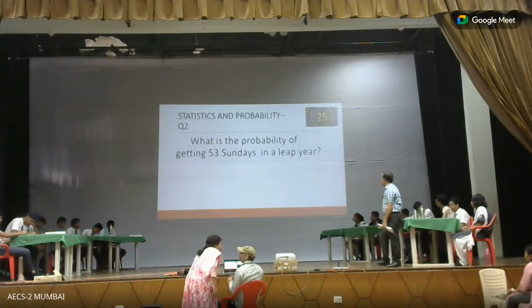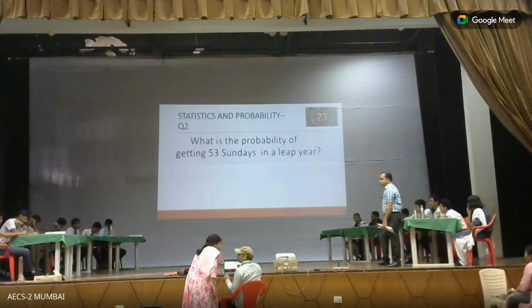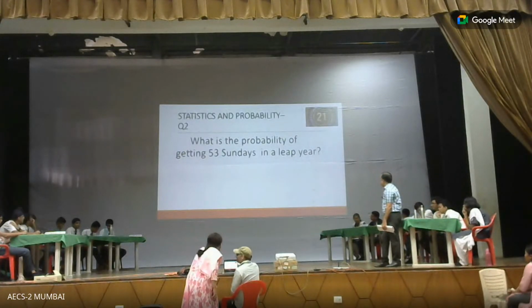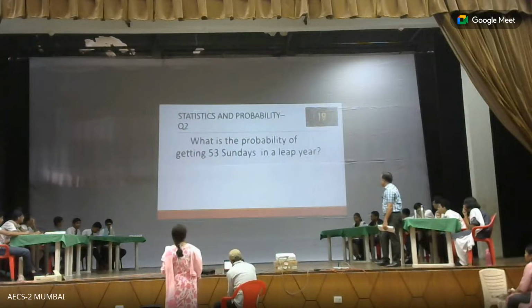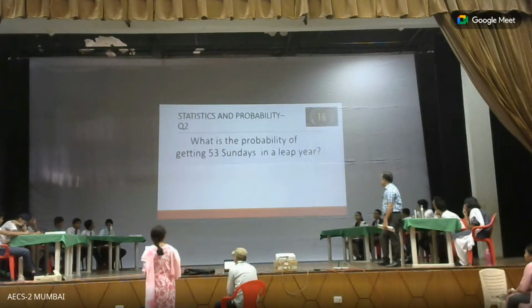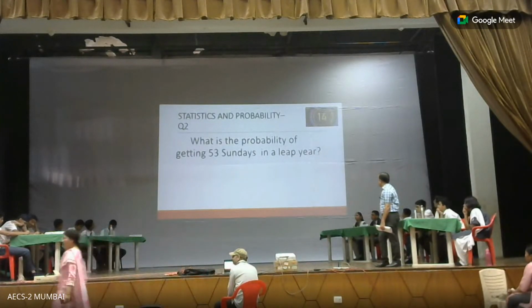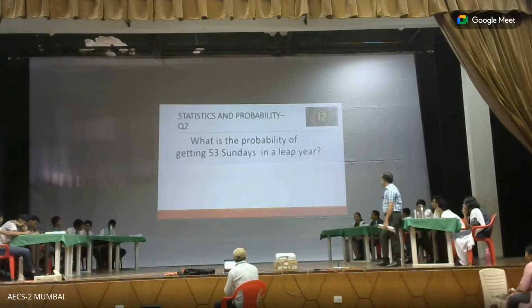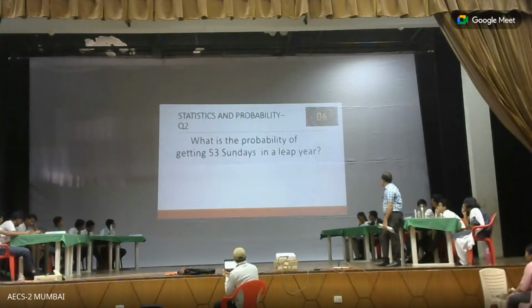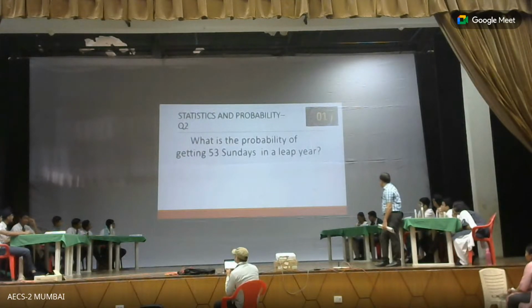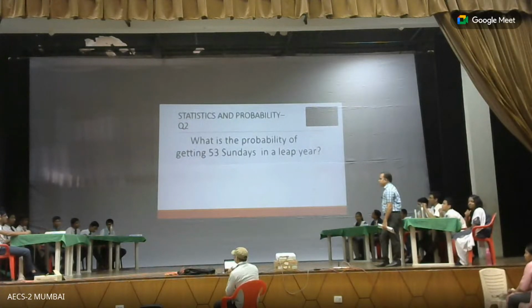53 Sundays in a leap year. Probability of getting 53 Sundays in a leap year. Leap year. 10, 9, 8, 6, 5, 4, 3, 2, 1. Time over. Time over, Bhaskaracharya.